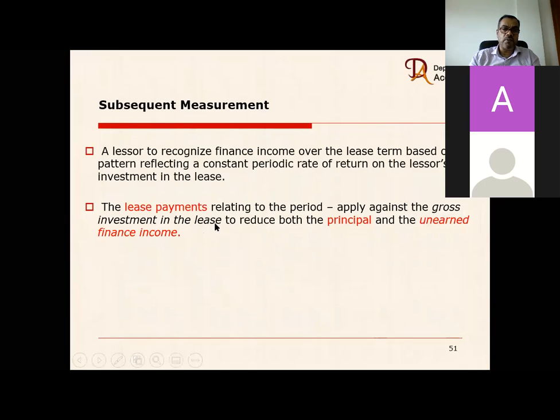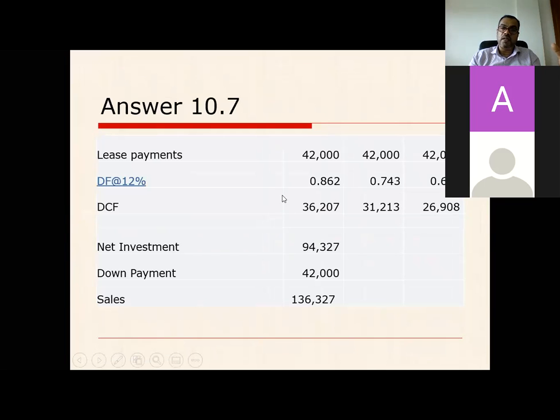Then the subsequent measurement. Lessor to recognize finance income over the lease term based on a pattern reflecting the constant periodic rate of return on the lessor's net investment. So simply speaking, at this implicit interest rate, you recognize your finance income as given in this calculation by using this implicit rate. This is 16%.